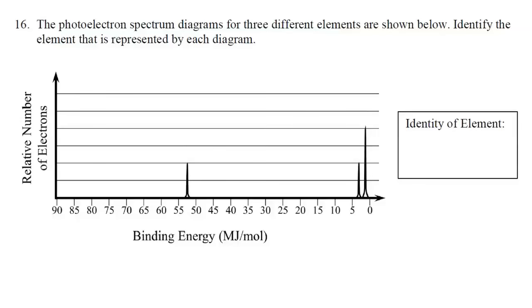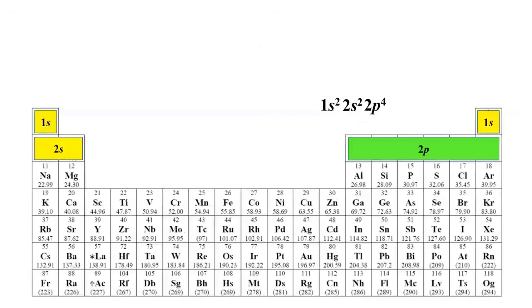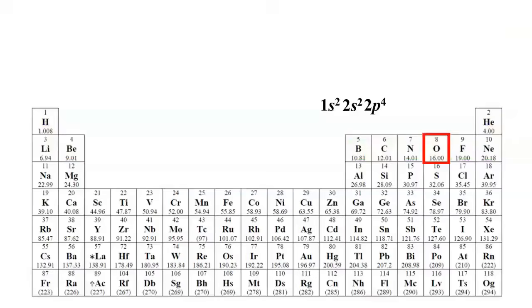So I'm going to go ahead and label from left to right 1s, 2s, and 2p. So therefore I have 1s2, 2s2, but then it's going to be 2p. It's not all the way to the top. It's going to be twice as much as the 2s, so it's going to be 2p4. So 1s2, 2s2, 2p4 allows me to identify the element. So 1s2, 2s2, 2p4 would be right there on the periodic table, and that is oxygen.